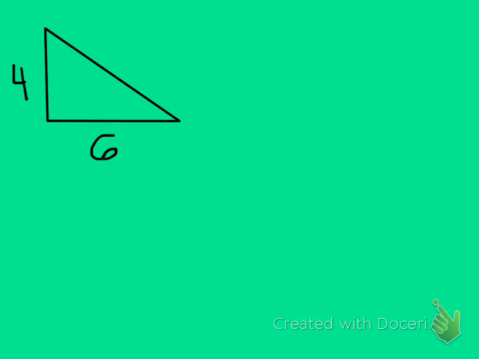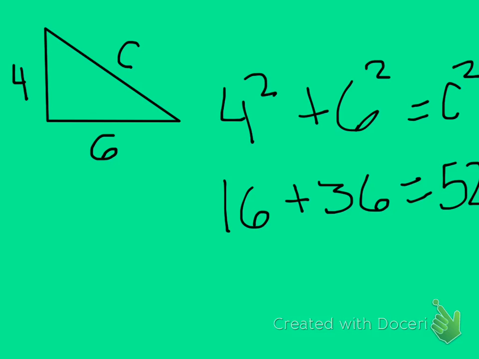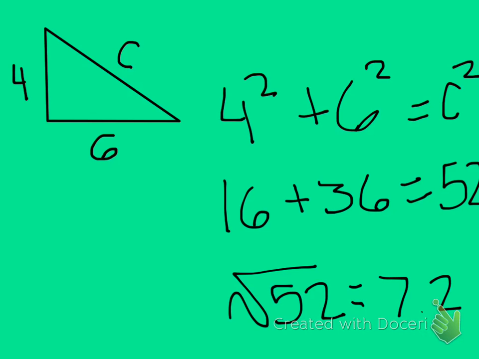The first triangle we have is 4, 6, and the empty hypotenuse, which is C. So we apply the Pythagorean theorem. 4 squared plus 6 squared equals C squared. 4 times 4 is 16, and 6 times 6 is 36. 16 plus 36 is 52. Then we have to find the square root of 52. The square root of 52 is 7.2. So 7.2 is your hypotenuse.